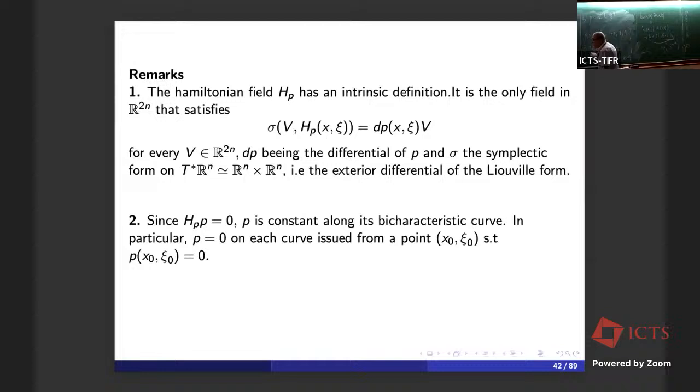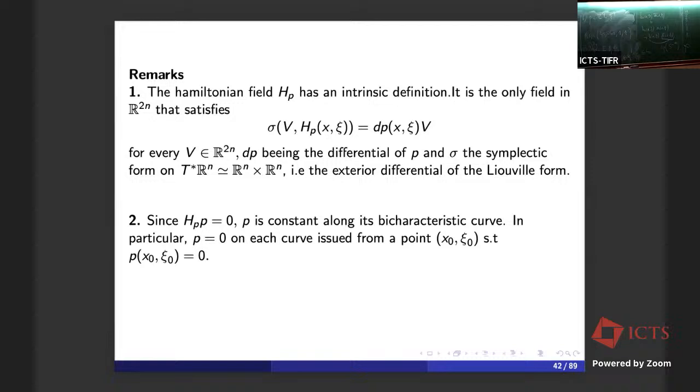So when you have a linear form on R^n, you are sure you can represent it by a fixed vector. Sorry, H_P. For each V, dP applied to V, dP is a linear form, is the differential of P. Here you put H_P and here you put V. It works. It's the only vector that satisfies this fact. It's a kind of Riesz representation theorem. It works because you have a symplectic structure.